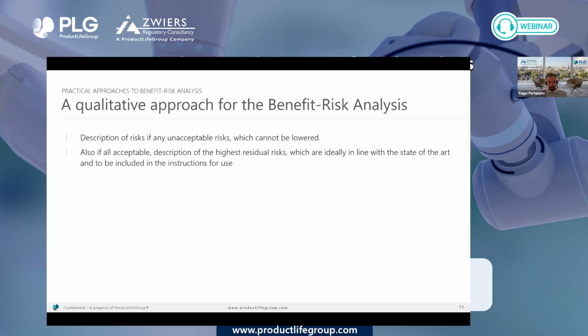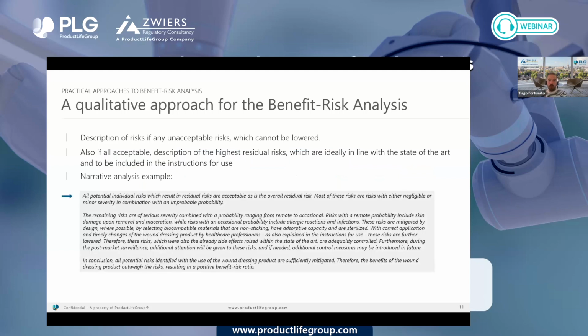Then you should address the risks by focusing on any unacceptable risks which cannot be lowered. Even if all the residual risks are deemed acceptable, you should include a description of the highest residual risks, which should be in line with the state of the art and included in some form in your instructions for use. So going back to our example, you see that in this case, all the residual risks were acceptable.